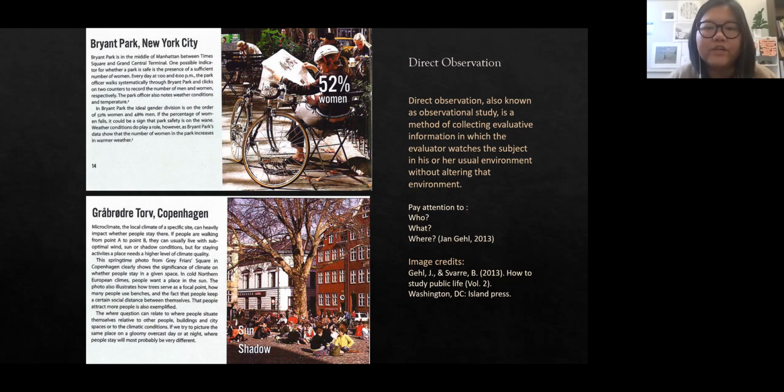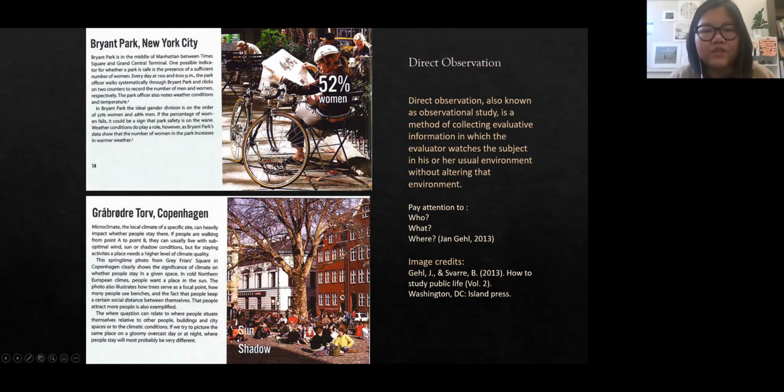Whenever around 50% of the park users are women, that means the safety is okay. But if this number drops, when there is a dramatic drop of women park users, that means there is something wrong with the park.